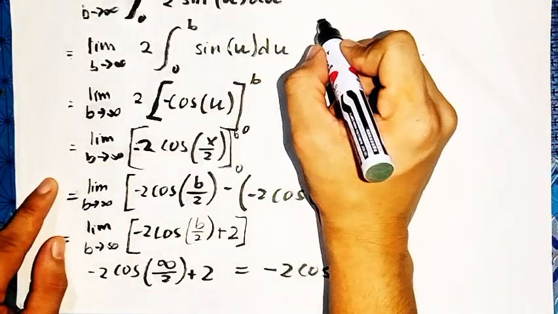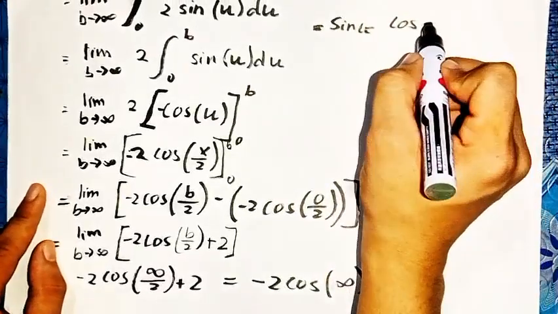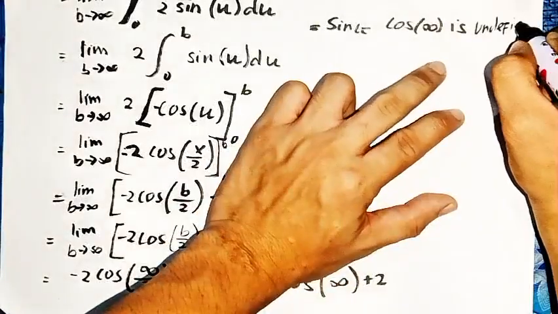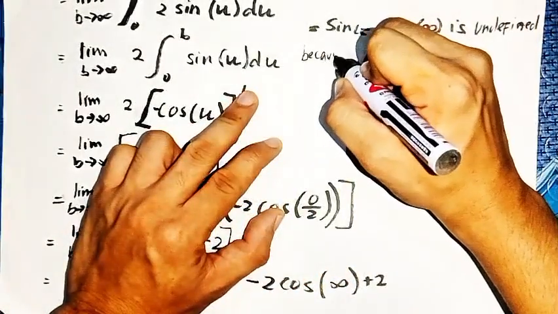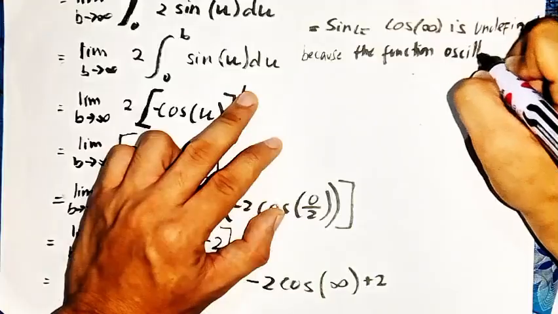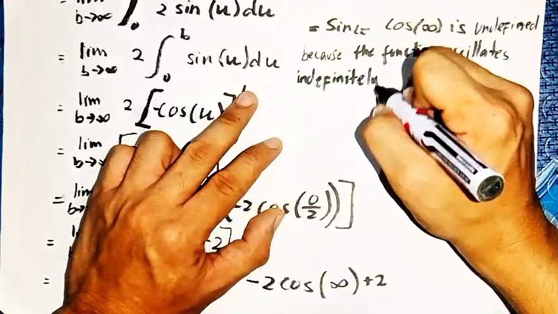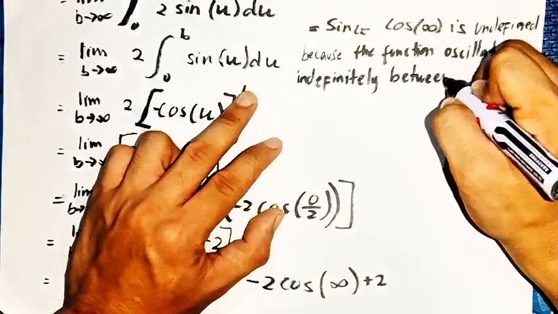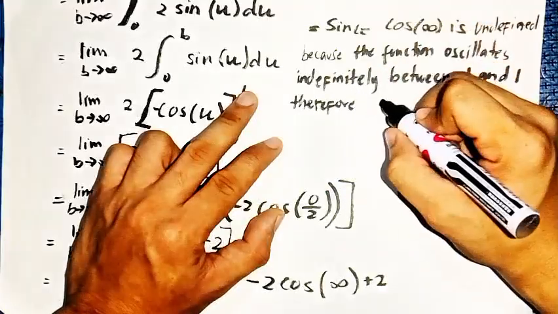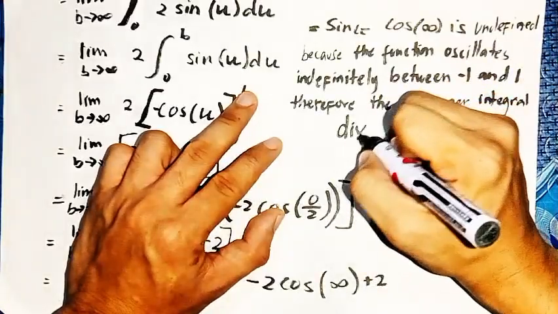So that's our conclusion: since cosine infinity is undefined because the function oscillates indefinitely between negative 1 and 1, therefore, the improper integral diverges.